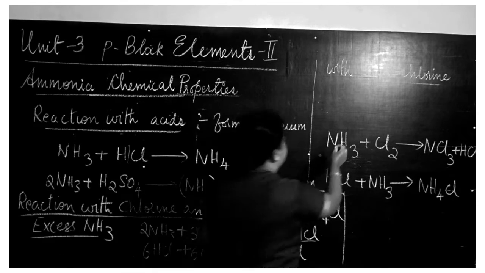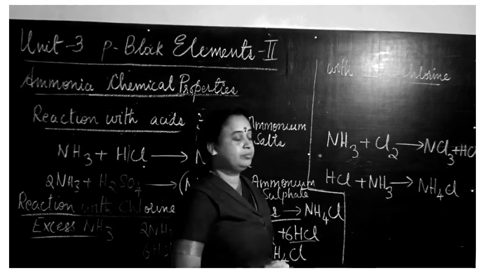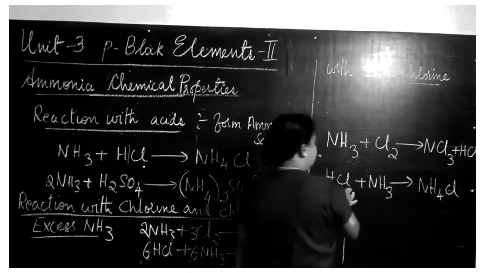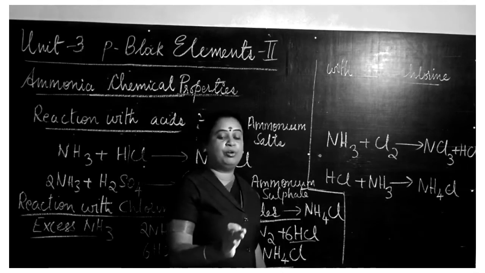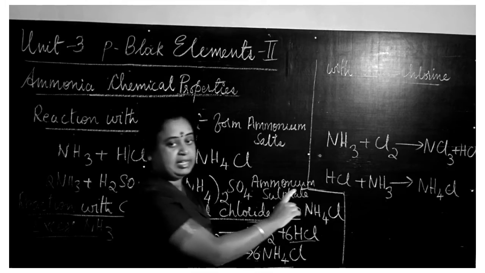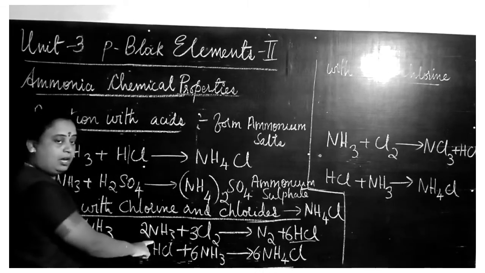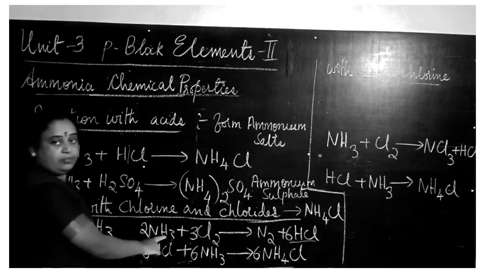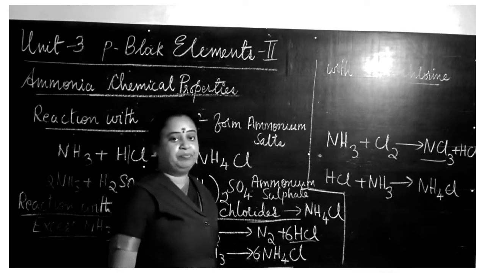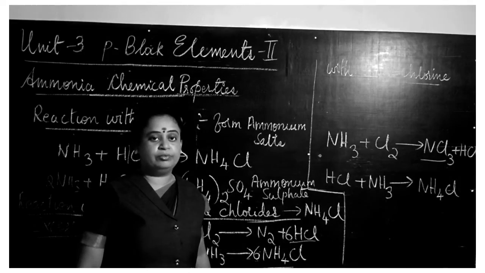Okay. So in this reaction, NH3 reacts with chlorine to give NCl3, nitrogen trichloride. NCl3 is nitrogen trichloride and HCl, and this HCl again combines with ammonia to give ammonium chloride salt. Okay. So in this reaction, chlorine is excess and ammonia is less, whereas in this reaction, ammonia is excess and chlorine is less. Fine. So this nitrogen trichloride NCl3 is a powerful explosive.